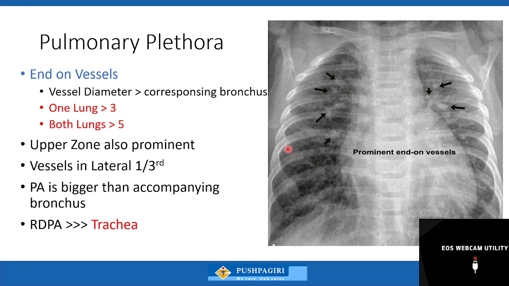If you find in one lung field more than 3 and in both lung fields more than 5, it is called pulmonary plethora.